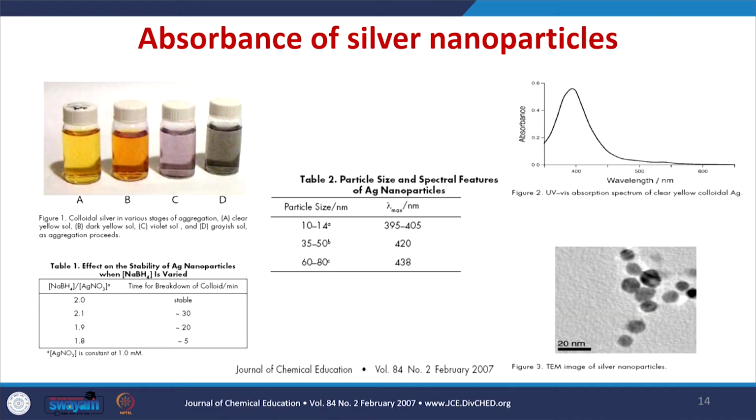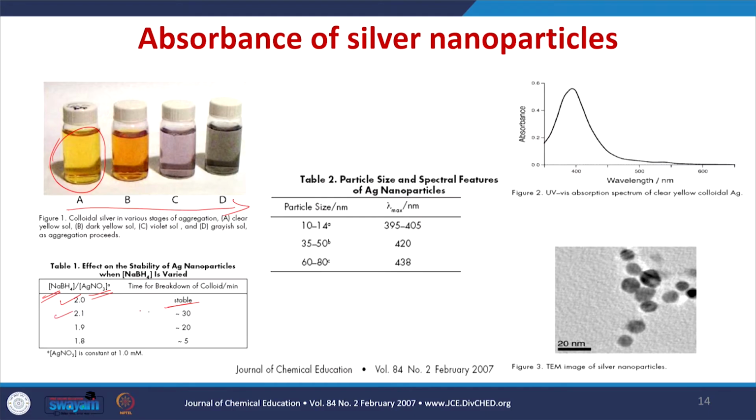Let us see another example for understanding how we can use the UV visible spectrophotometer for measuring the absorbance of silver nanoparticles. In this figure you can see colloidal silver in various stages of aggregation. Usually the silver nanoparticle will be yellow in color, and to get the proper silver nanoparticle we have to use the metal precursor and the reducing agent, that is sodium borohydride, in the right ratio. If you use the ratio of 2, you will get a highly stable silver nanoparticle.